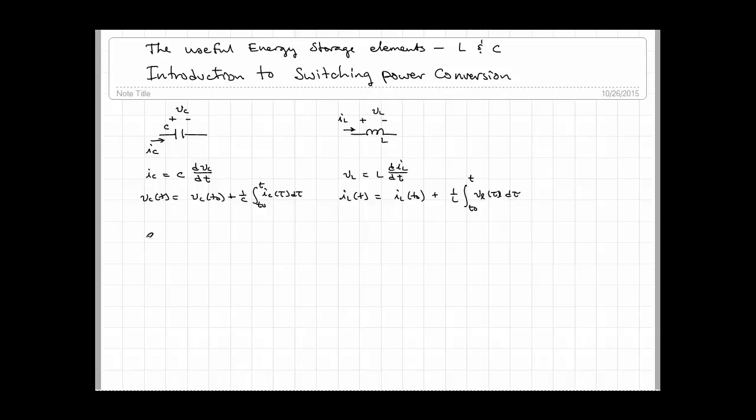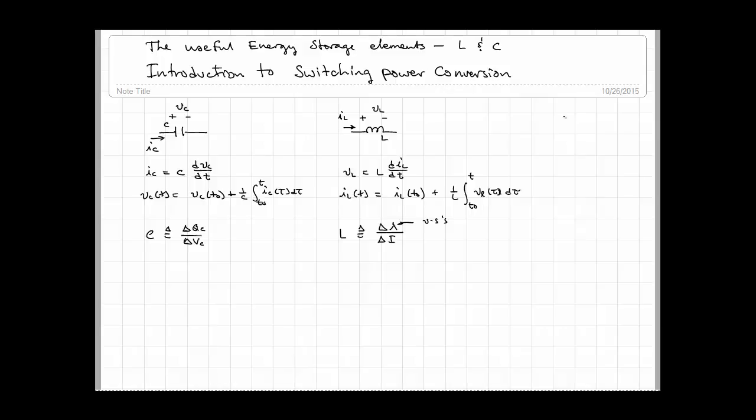Now, capacitance we've defined as the change in charge stored divided by the change in voltage across the capacitance. And for inductance, we've said that it is equal to the change in flux linkage, which is, remember, volt seconds, divided by the change in current.